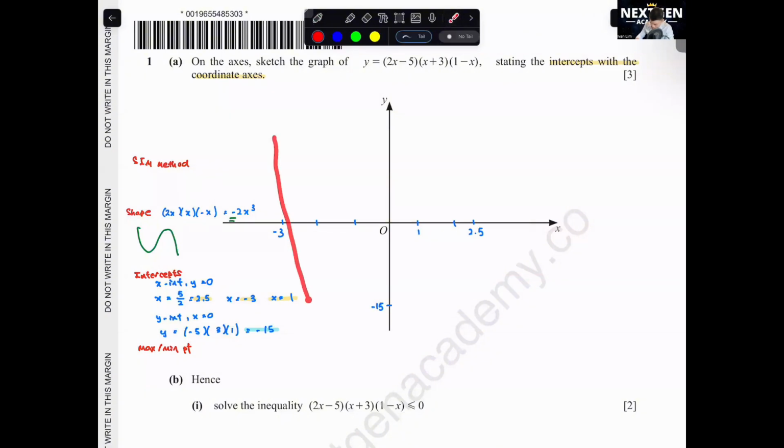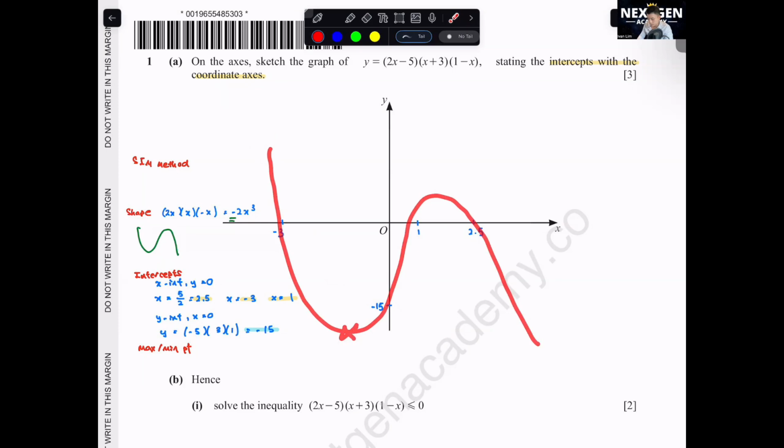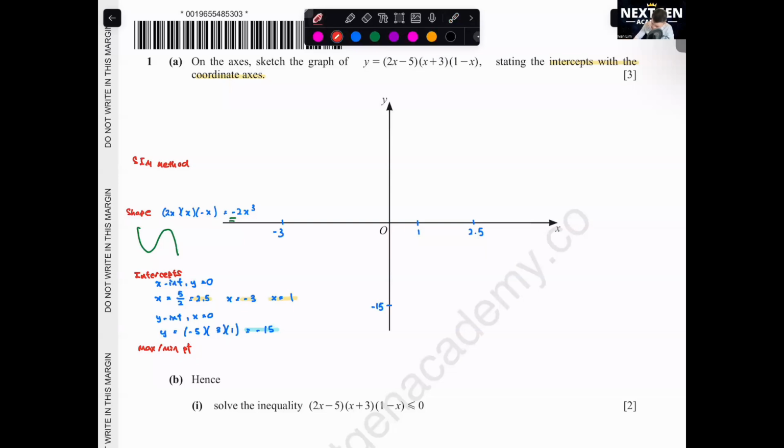Now let's draw out this entire thing. It will be like this. Happy, then sad. One common mistake that students do: don't put the minimum point over here. This is wrong. You need to do it like this. The minimum point will be in between negative 3 and 1. But are they asking you to find it? Don't need to find. So I want you all to do this. This is how your graph looks like. You're happy.